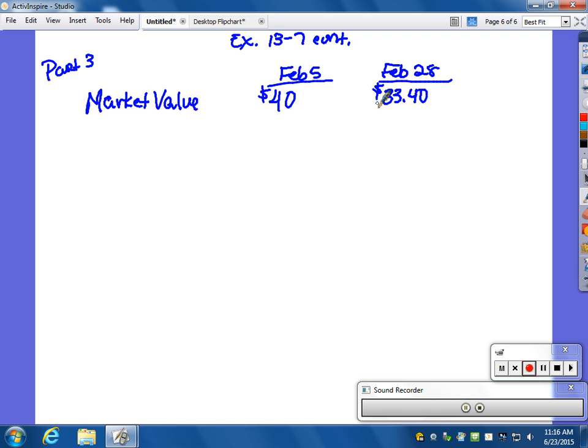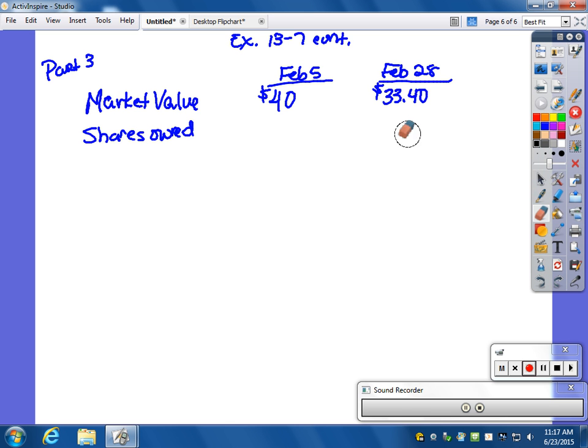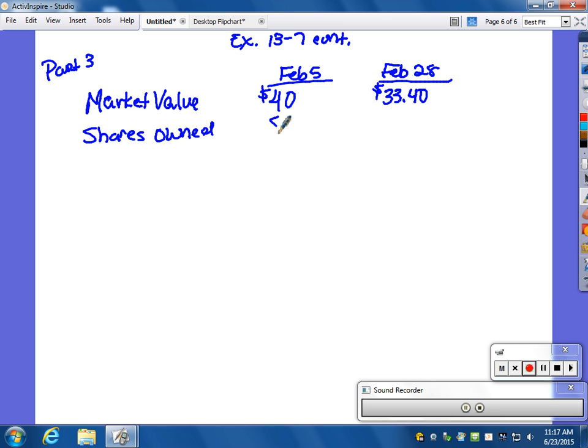And the amount of shares that were owned during those dates. How many shares were owned? 800 shares. So that gives us how much? 32,000. How many were owned as of February 28th? 960. That gives us how much? $32,064. So it's the total market share amount.